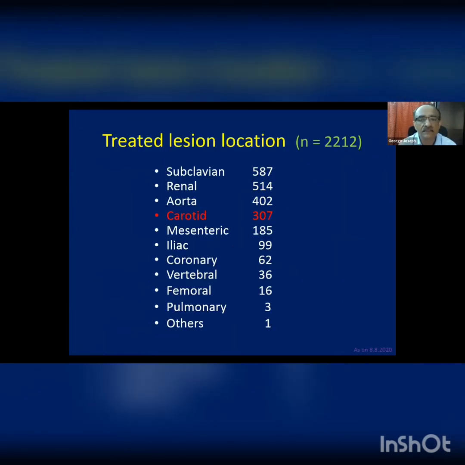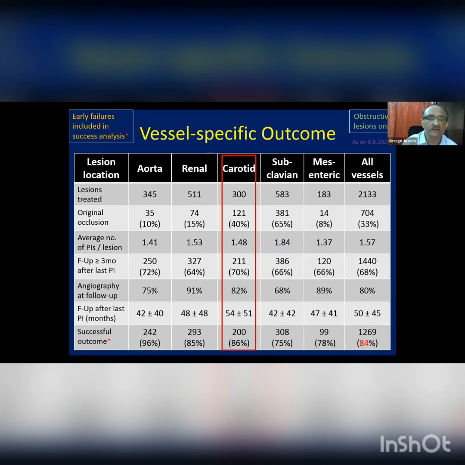If you look at the lesions treated, carotids come fourth. We treated 307 carotid lesions among these 2,200 lesions. Looking at the outcome for the carotids alone, the 300 obstructive lesions, leaving out 8 aneurysms, 40% of these were occlusions to start with, and we needed an average of 1.48 interventions per lesion. So we had to re-intervene on quite a few of them.